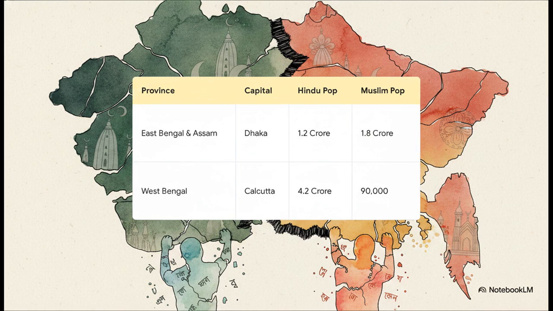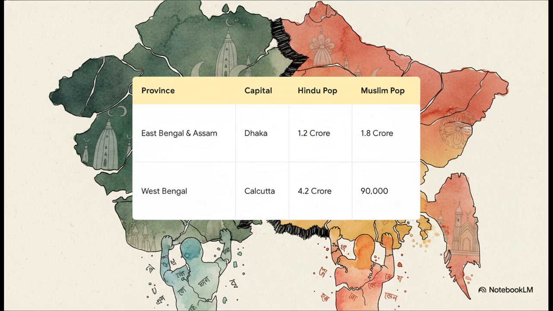The British split the province into two, East Bengal and Assam with its capital in Dhaka, and West Bengal with its capital in Calcutta. Just look at how this breaks down. In the East, out of 3.1 crore people, 1.8 crore were Muslim and 1.2 crore were Hindu. Then over in the West, out of 5.4 crore people, a massive 4.2 crore were Hindu and only 90,000 were Muslim. They intentionally carved up the geography perfectly along religious lines.